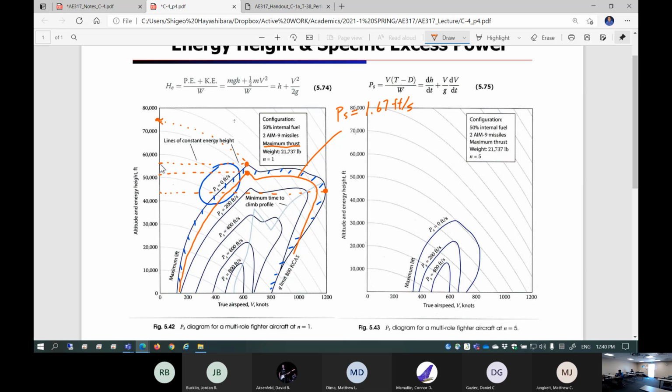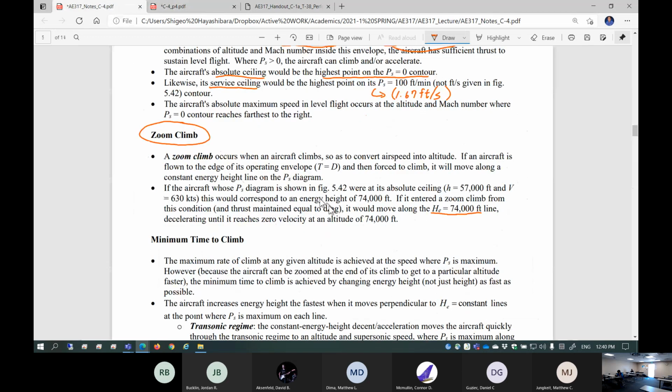This is absolute ceiling. So are you bleeding energy after that point then? That's right. That's what I'm talking about. You basically trade off your kinetic energy to potential energy. All right, so this is called zoom climb. So zoom climb actually gains energy height.